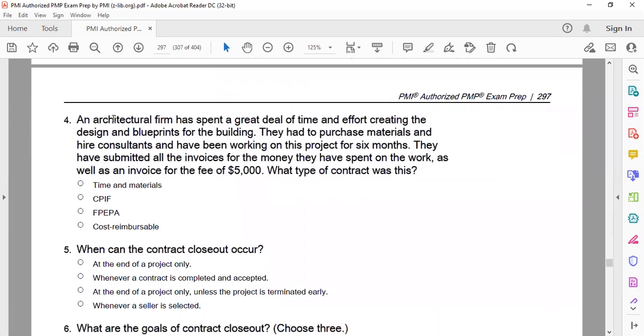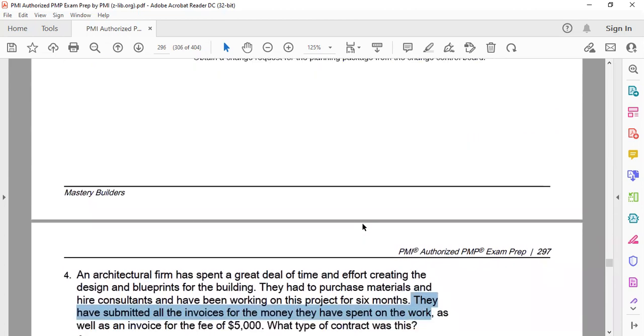Question number 4. An architecture firm has spent a great deal of time and effort creating a design and blueprint for the build. They had to purchase materials and hire consultants and have been working on this project for 6 months. They have submitted all the invoices for the money they have spent on the work. Forget the options. This is which type of contract? Forget the options.